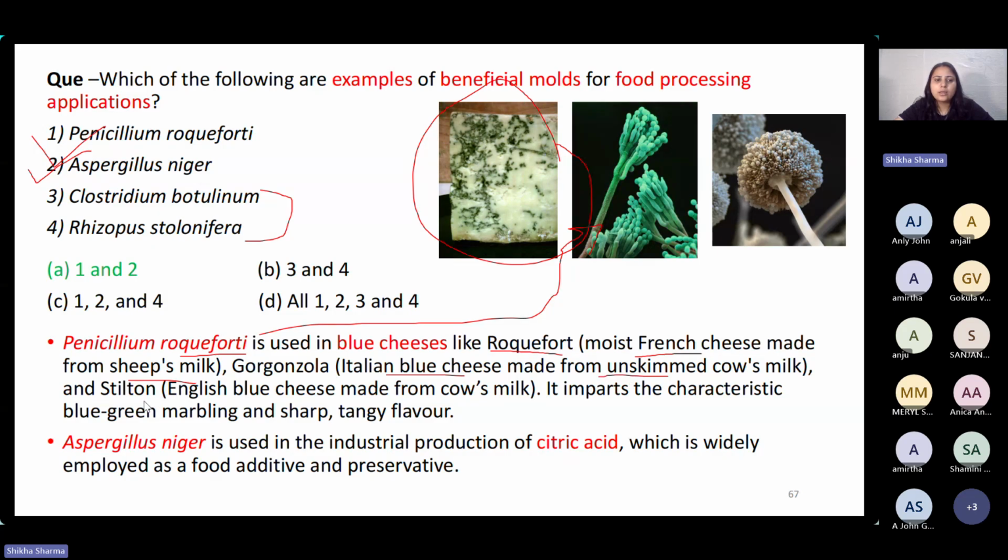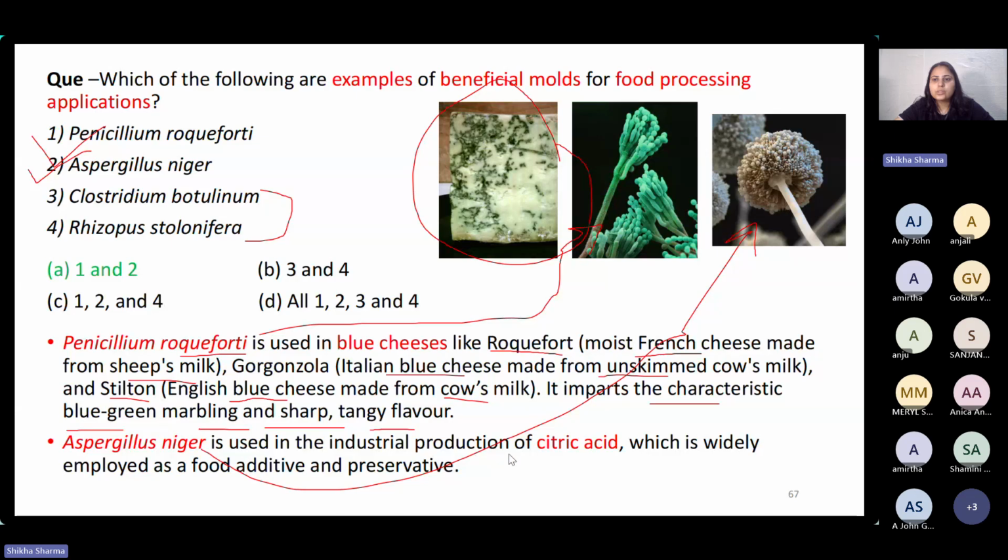And another is the Stilton, which is also an English blue cheese, made from cow's milk. So this Penicillium roqueforti is used in these formations, and it imparts the characteristic blue-green marbling and sharp, tangy flavor. And the second one is Aspergillus niger, which looks like this.